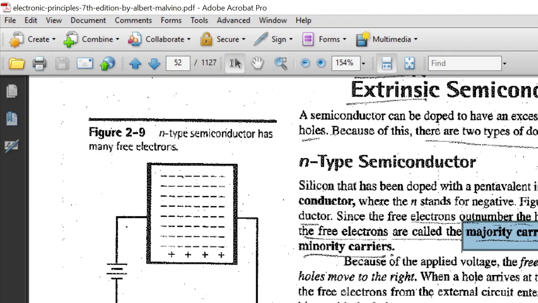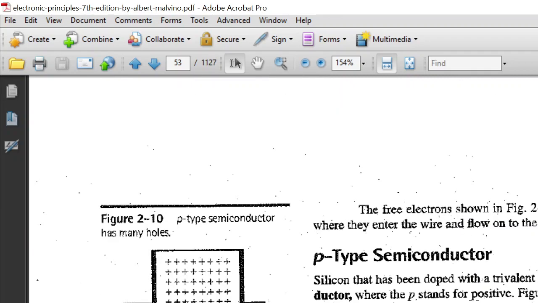N stands for negative, because the majority carriers are electrons. However, the crystal is not negatively charged. Please bear this in mind. The crystal is neutral. The majority carriers are free electrons, and since electrons are negatively charged, it is called an N-type semiconductor. The other type is the P-type semiconductor. When it is a trivalent impurity, the majority carriers are the holes, which have the notion of positive charge, so it is called a P-type semiconductor.